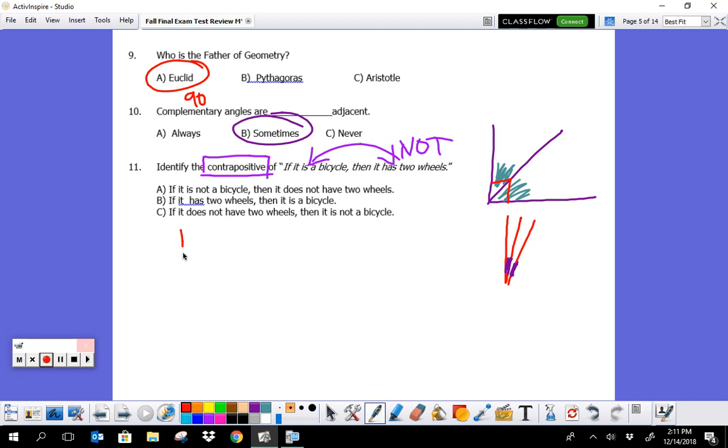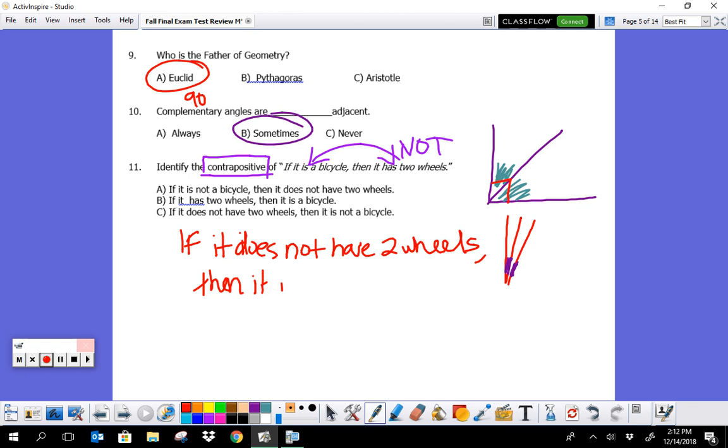Okay, I like to write these out and then find my answer if it's multiple choice. So I'm going to say, if it does not have two wheels, then it is not a bicycle. So I'm looking for the answer choice that says that. If it does not have two wheels, then it is not a bicycle, and that is C.